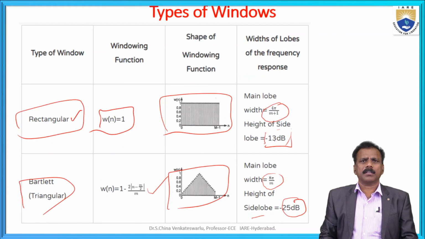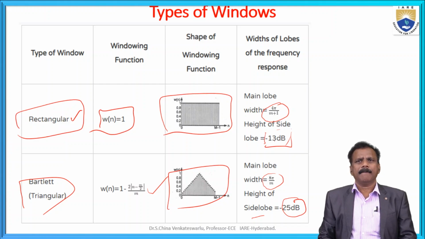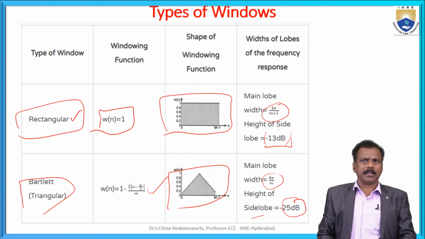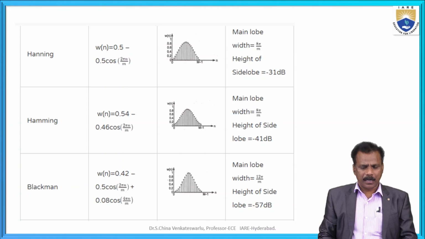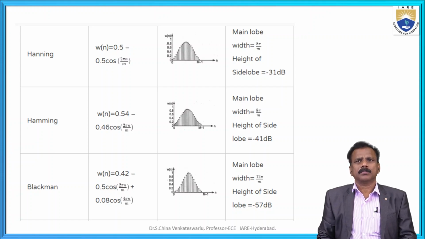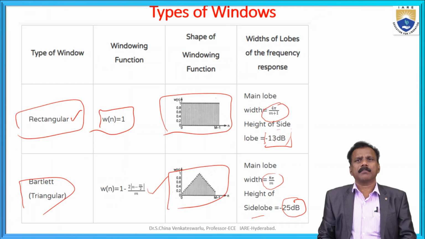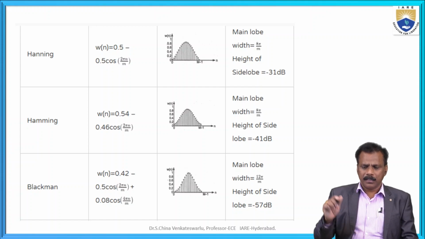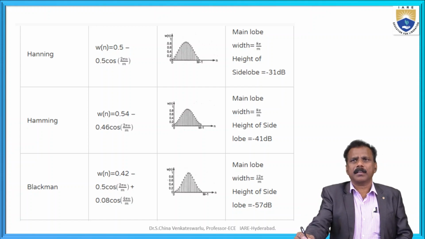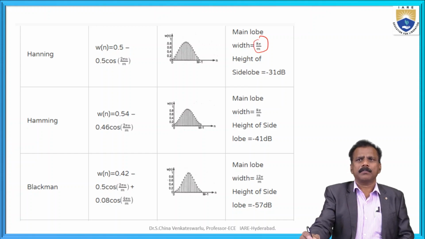After that we have the rectangular window and Bartlett, the triangular window. We have seen that it is easy to compare the windowing function, the shape of the windowing function, and the width of the lobes of the frequency responses. Next, the Hanning, Hamming and Blackman windows. Here is the window function and the window shape. For the Hanning window, the main lobe width is 8 pi by M, and the height of the side lobe is minus 31 decibels.